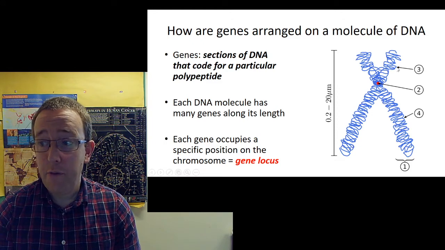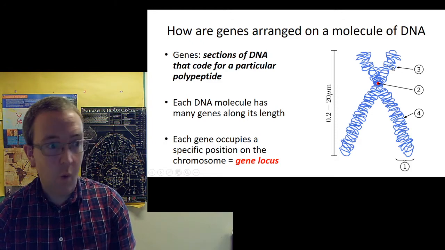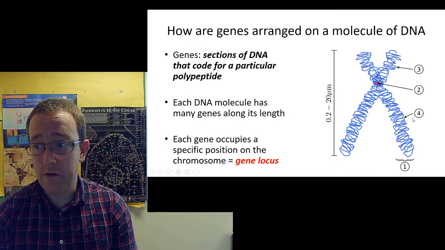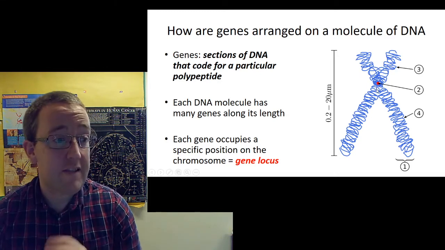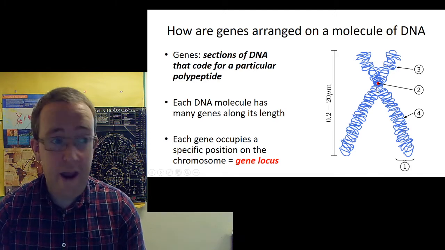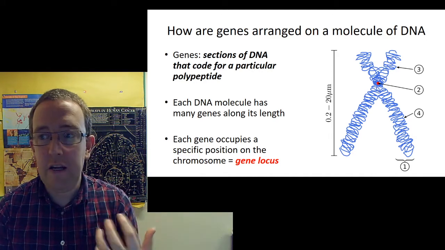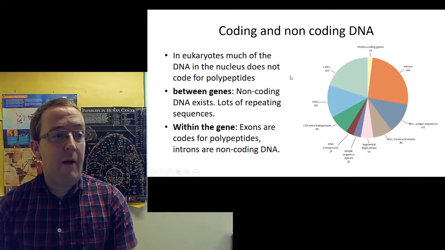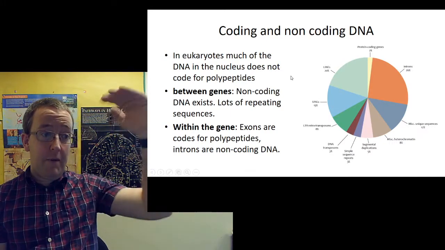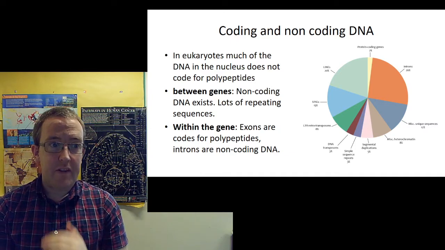Okay, so 3, for example, might be the loci of one particular gene, 4 might be the loci of another. And of course, you've got number 2, as you should know there, that's the centromere. That's the centromere where it's going to split in half so that each new cell ends up with that same complement of genes.